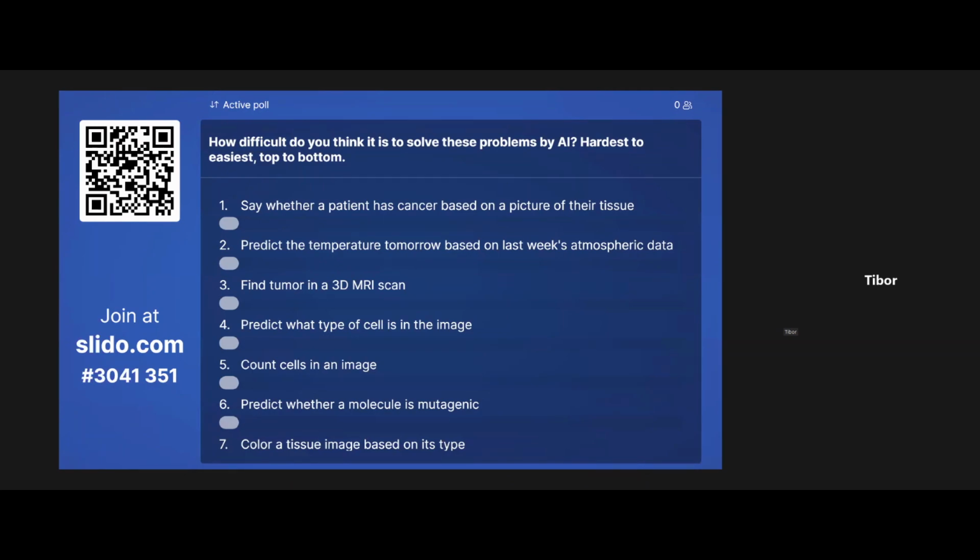So now that you know a little bit about AI, what it can and cannot do, I want you to try to guess. I know you probably won't have too much of an idea if you never used AI before, but I just want you to try to guess how difficult each one of these problems is for AI to solve. Rank them from top to bottom, from hardest to easiest. They can be just complete guesses.